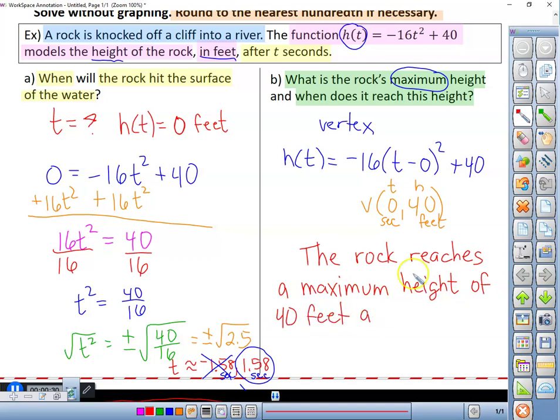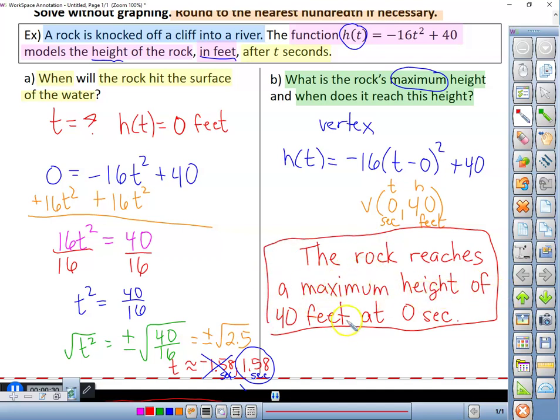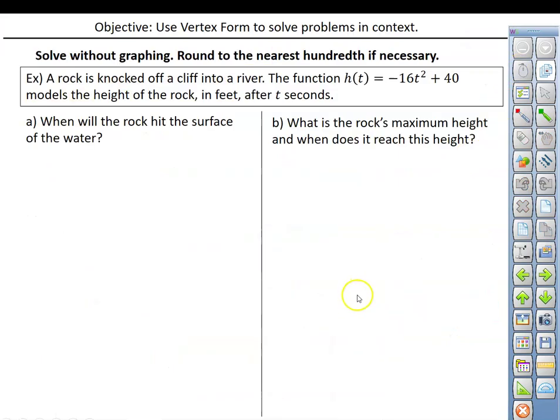At or after, actually, at 0 seconds is better because no time has passed, so "after" doesn't really make sense. So at 0 seconds. Now, this is the time in context. It would also actually be the moment the rock is knocked off a cliff. So you could interpret 0 seconds in terms of context that way too, and that would be a good type of conclusion. So the rock is at a maximum height of 40 feet when it's actually knocked off the cliff. All right, let's see what we've got next.